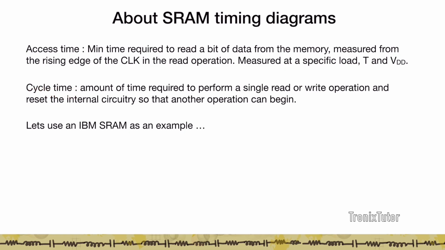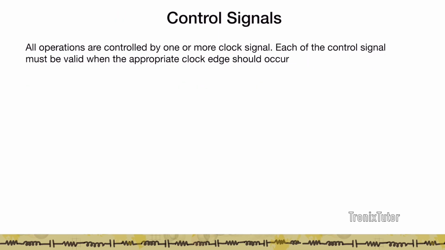The next time is the cycle time, or the amount of time that is required to perform a single read or write operation, and most importantly, to reset the internal circuitry so that the memory is ready for the next operation to come in. So this determines the speed of the memory. Now I'll use an IBM SRAM to illustrate the operation of the SRAM memory.